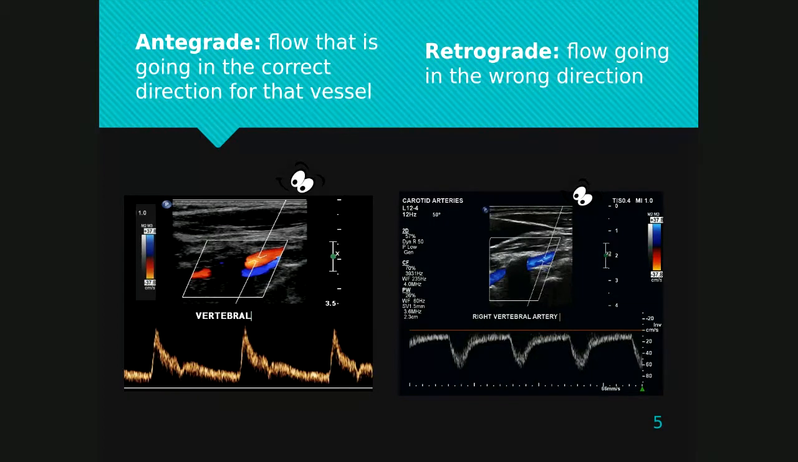Antegrade versus retrograde. These are terms that are important to remember. Antegrade flow means that it is flow going in the correct direction for a particular vessel. So before you can determine whether or not somebody has antegrade flow, you should know what direction the flow is supposed to be going by knowing your anatomy. Okay, and then retrograde flow is a term used to describe flow going in the wrong direction for a vessel. Now, this is completely different from positive and negative shifts.